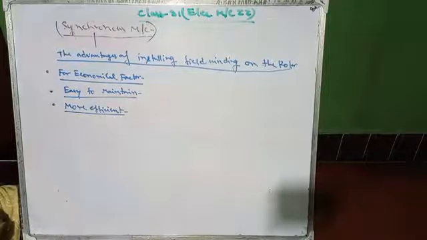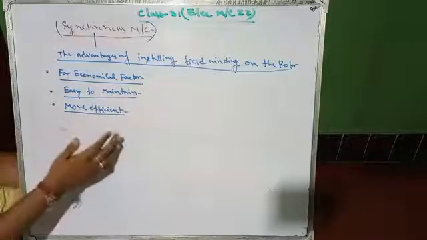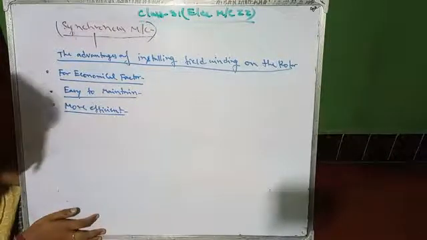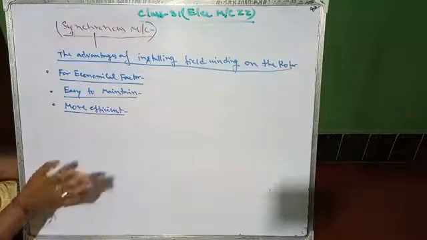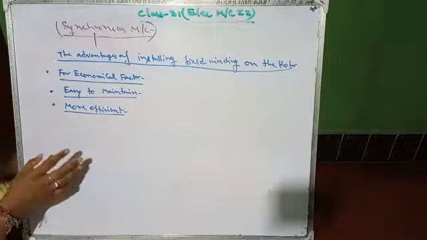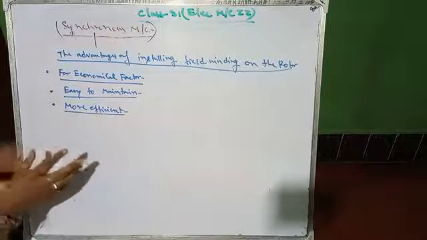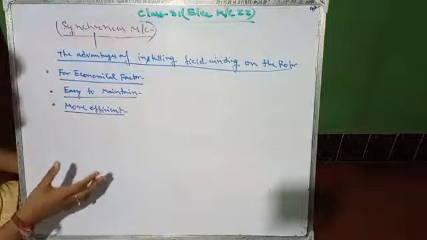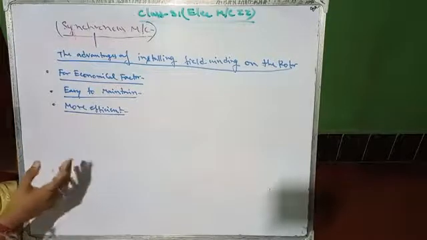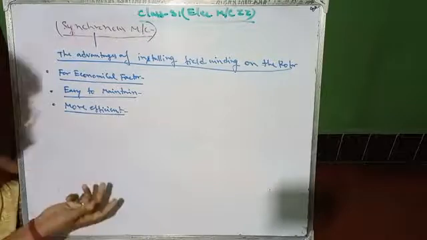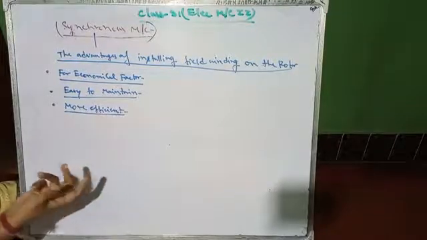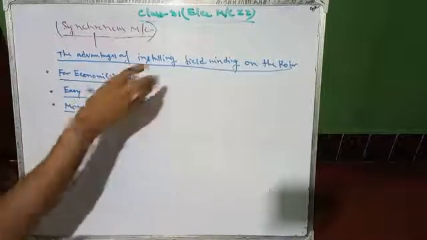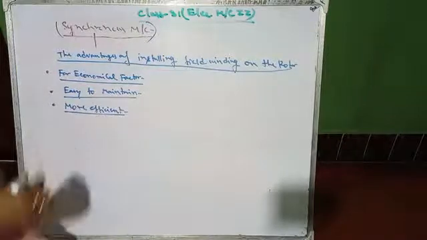If the field system is placed on the rotor and the armature system is on the stator, then the whole generation system will be more efficient, as there is reduced I square R loss and reduced friction and windage loss. So the alternator is more efficient when installing the field winding on the rotor.